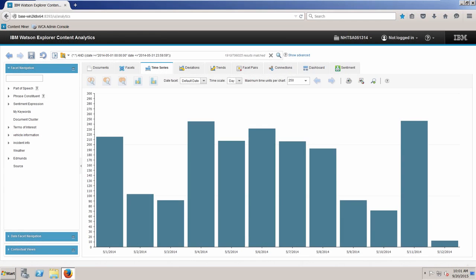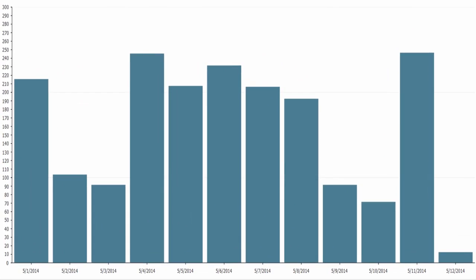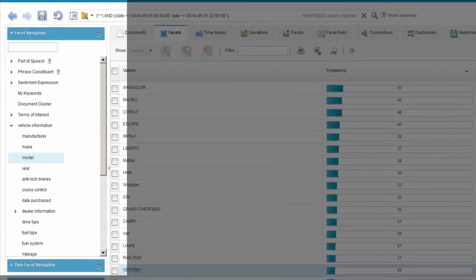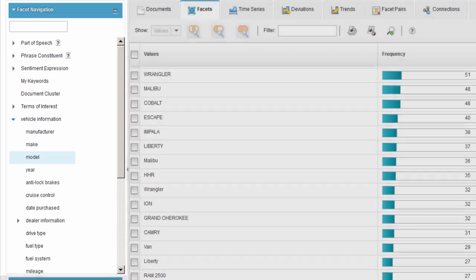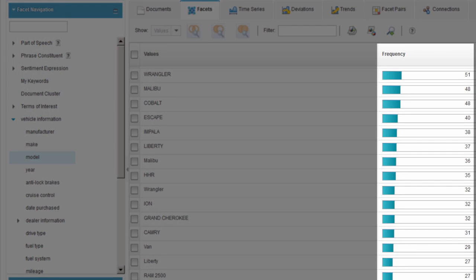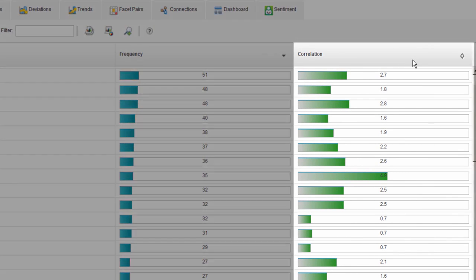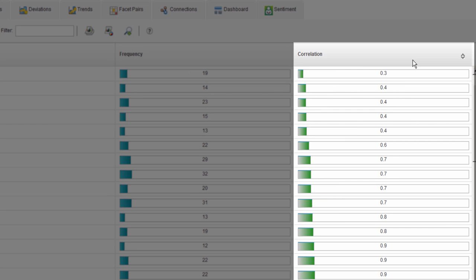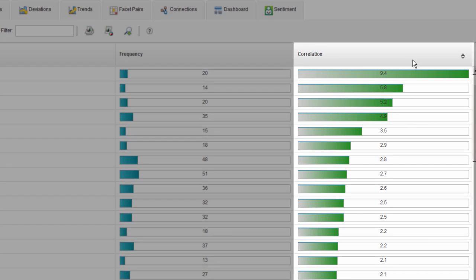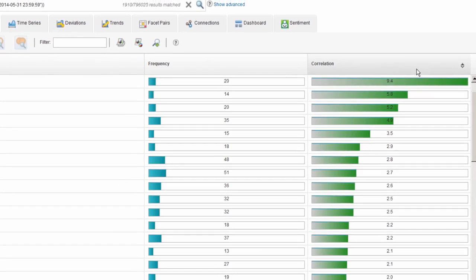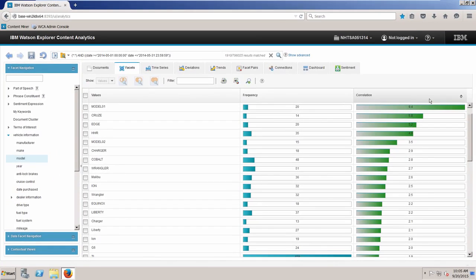We started by looking at 2 weeks' worth of data to see if we could find anything interesting. We first examined which models of car were involved during this period. It's one thing to look at the frequency that a particular model is mentioned, but it can be more meaningful to examine how strongly correlated a model is for this particular period of time. Watson Content Analytics continually calculates a correlation index as the scope of analysis changes, helping us to understand what the statistical outliers are in our data.